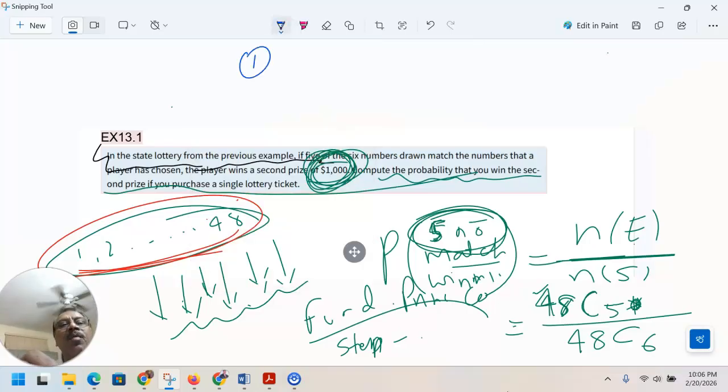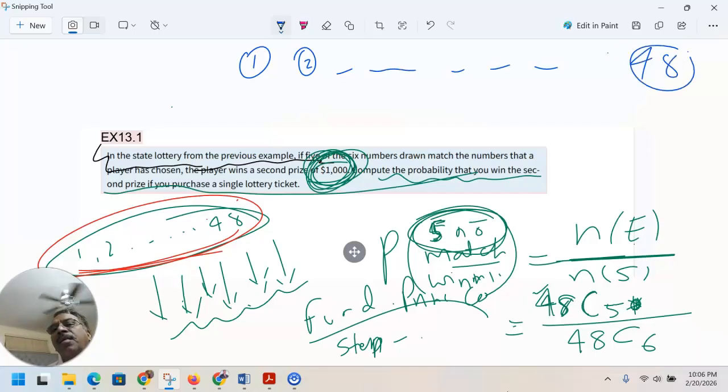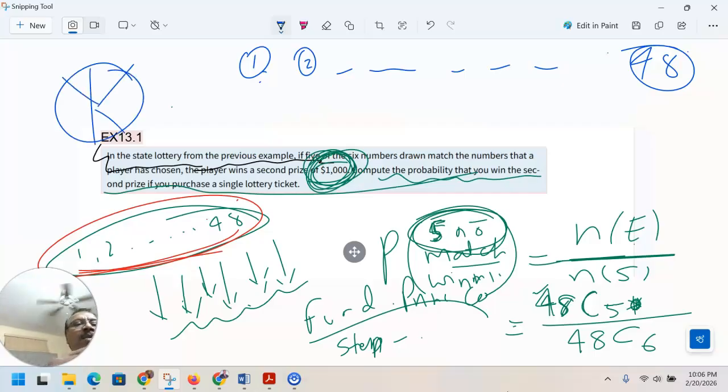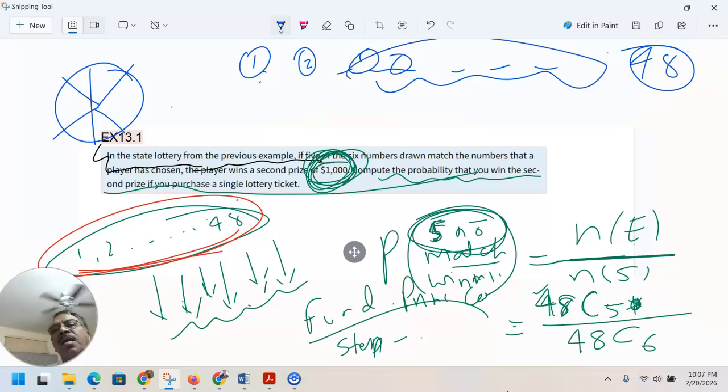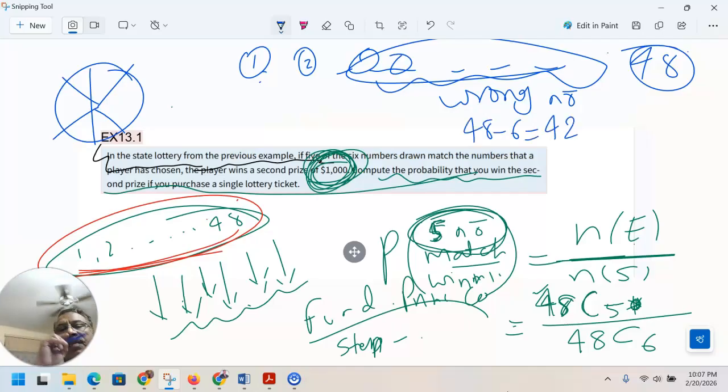I think today it's like one, two, and it goes on till 40, right? So from this, the winning combination is six numbers, right? So non-winning means you got a wrong answer, wrong numbers. So the wrong numbers are from 48 minus 6, there are 42 wrong numbers. So that's the confusing part.